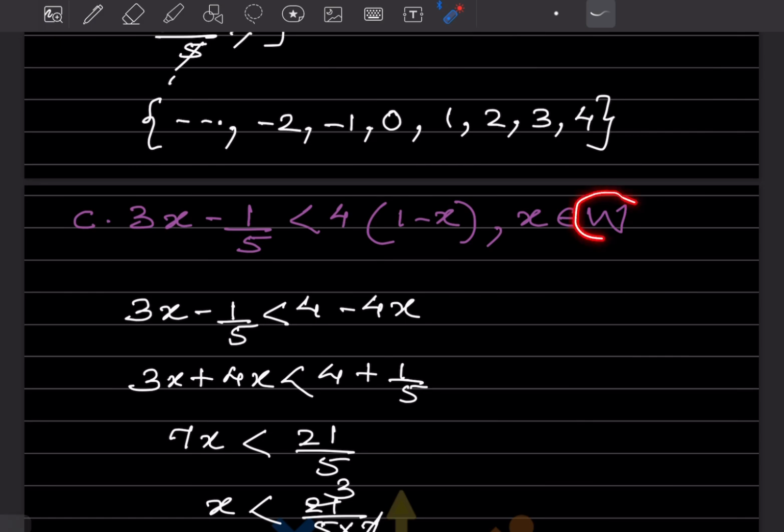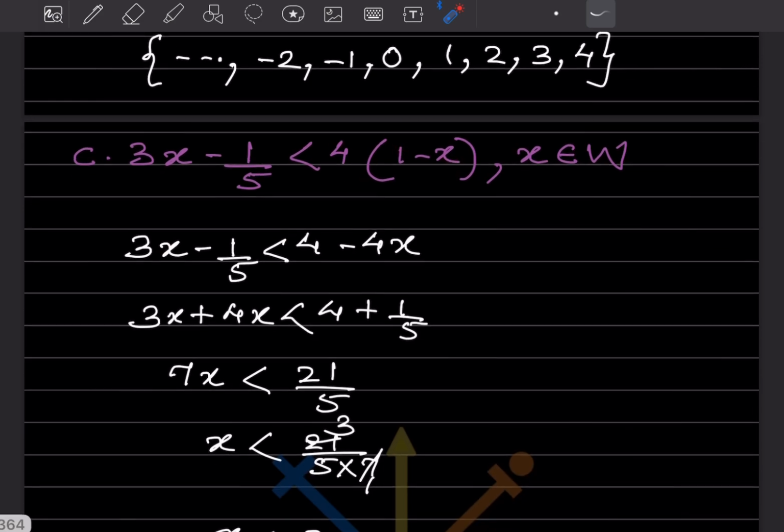Now here again it is the whole numbers. We'll keep this as it is, and here this will be expanded: 4 minus 4x. Bring x to one side. Minus 4x will be plus 4x, and minus 1 by 5 will be plus 1 by 5. So this is going to be 7x. And when we take the LCM of this one, 5 fours are 20, 20 plus 1, 21 by 5.